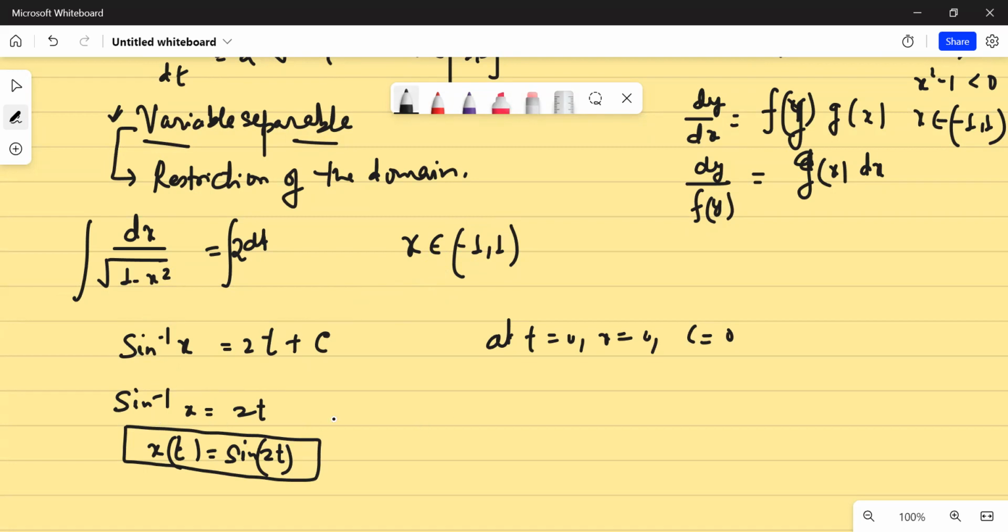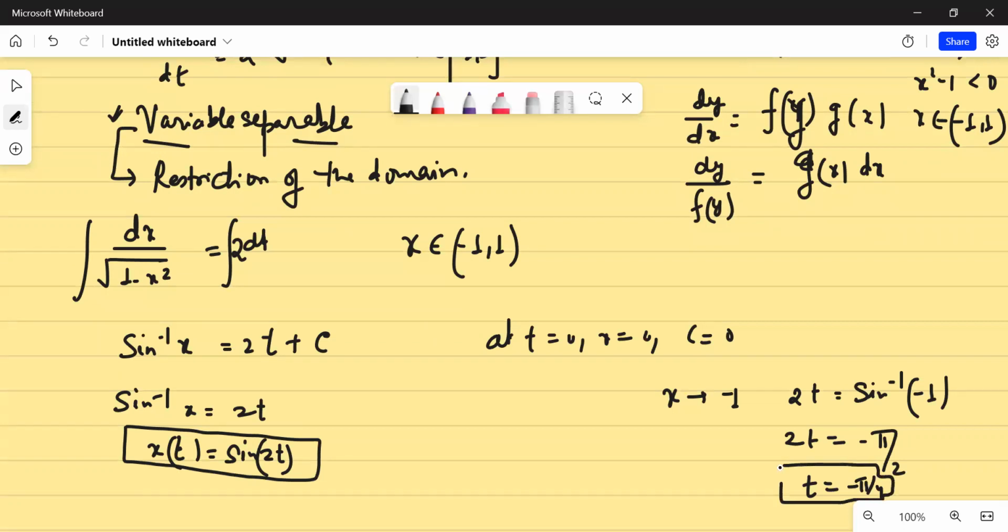Now, since you know the structure, you know that as x tends to minus 1, your 2t would be equal to sine inverse of minus 1. So this will be like minus pi by 2, so your value of t would be minus pi by 4. Okay. So if your t tends to minus pi by 4, then your x tends to minus 1. And if your t tends to pi by 4, then your x tends to 1. Is that clear?